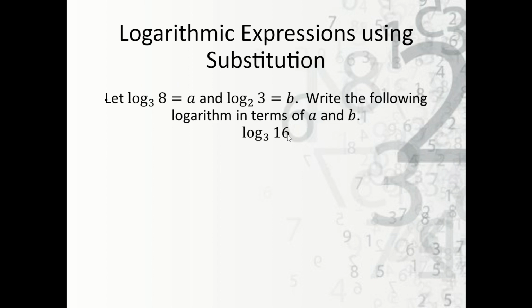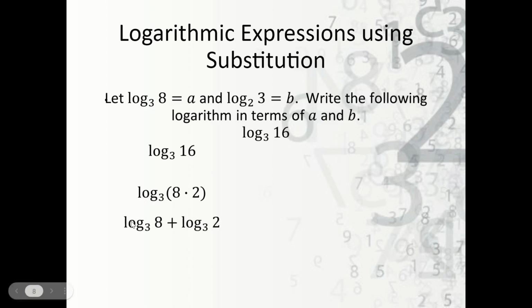Well, what we should notice here is that we have log base 3 of 16. Well, that's kind of close to log base 3 of 8, right? That's really 8 times 2. So let's go ahead and change this to be 8 times 2. That way we can pull out that log base 3 of 8. So when we rewrite this, we can say that log base 3 of 8 plus log base 3 of 2 is equal to the same thing as this. So now we have log base 3 of 8, which in this case is a. So we can rewrite that as a. So that's a plus log base 3 of 2.